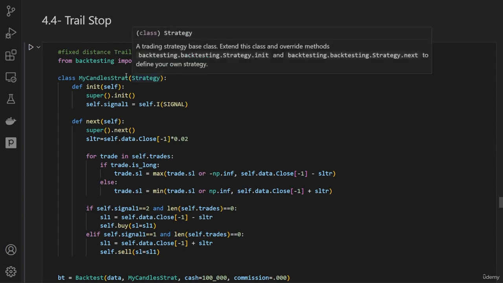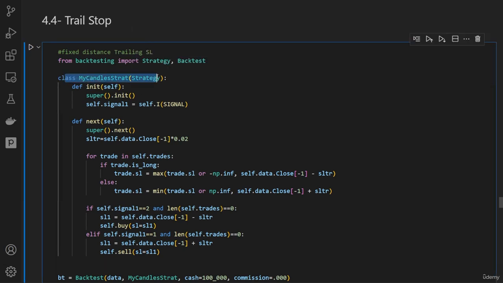But the way to code this, again, we're defining our class, we're bringing our signal, and then we need a distance within which to follow the price. So this is the stop loss trail, and it's equal to the current closing price times 0.02. So it's 2% distance from the current price. In other words, we're putting the initial value of the stop loss away by 2% from the closing price. That's our stop loss distance.